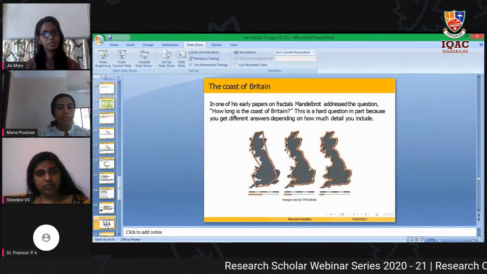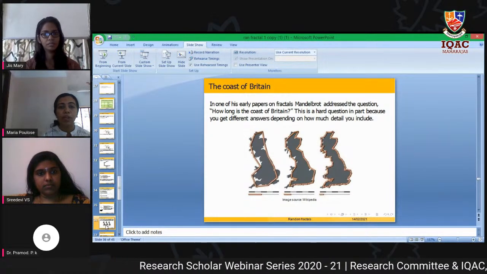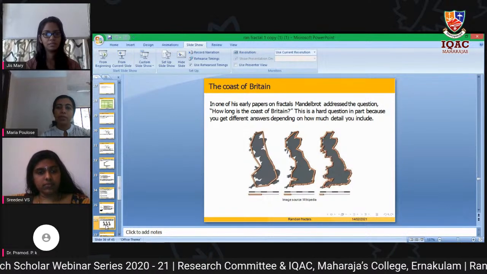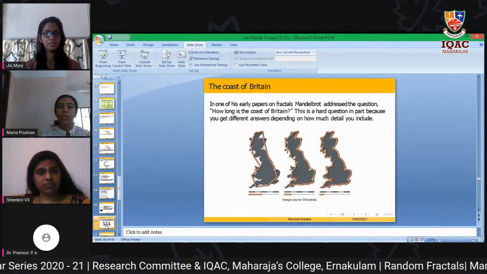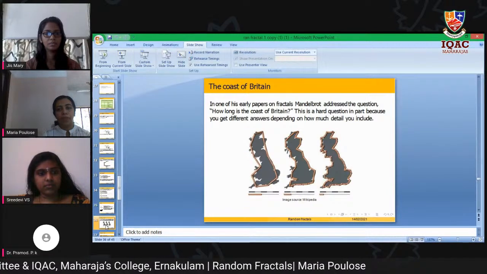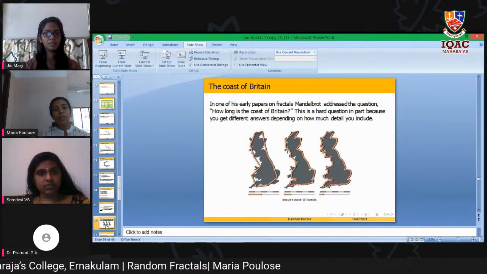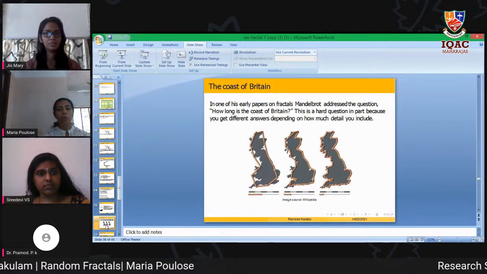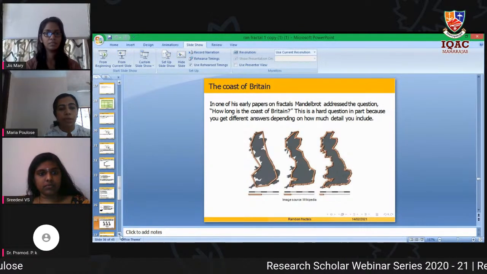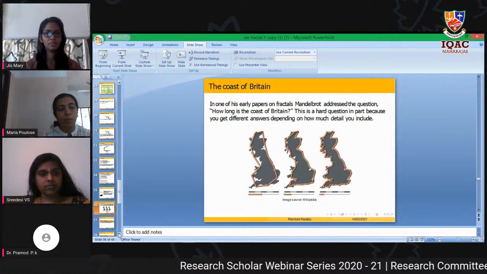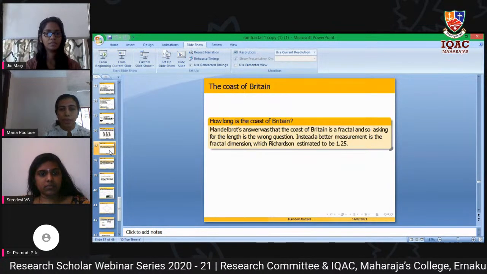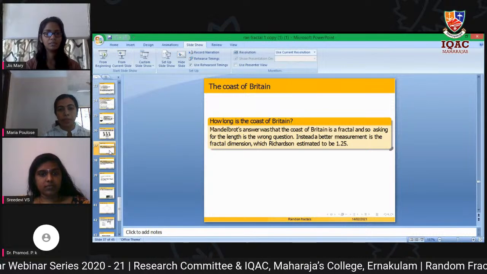The coast of Britain. In one of his early papers on fractals, Mandelbrot addressed the question, how long is the coast of Britain? This is a hard question in part because you get different answers depending on how much detail you include. How long is the coast of Britain?